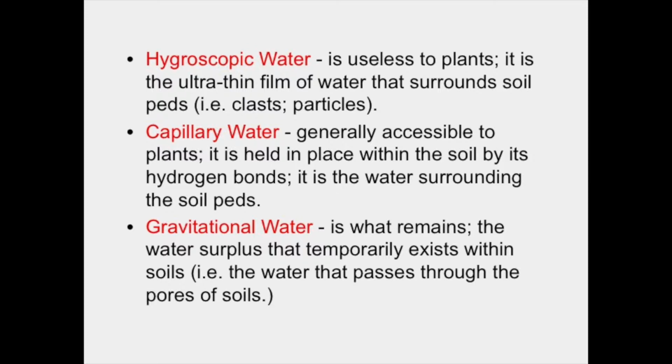The remaining water in the study of an ecosystem and its soils is gravitational in nature. This is what remains: the water surpluses, in a sense, that temporarily exist within soil environments and fill the pores that the soils present. Gravitational water will be primarily responsible for the movement of minerals and nutrients through varying soil horizons.